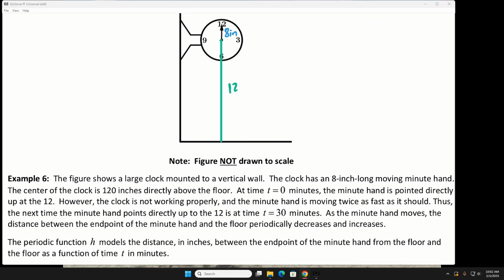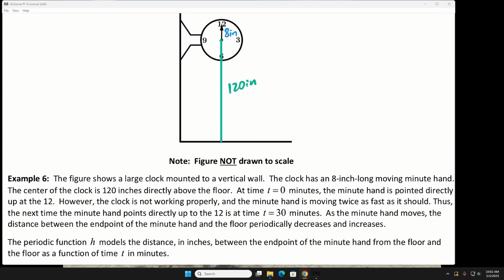Now, each one of these questions will give you all the information you need, but it's not always the same information. So you just have to draw. I always draw and label stuff until I can figure out what I need to know. All right, so at time t equals 0 minutes, the minute hand is pointed directly up at the 12. However, the clock is not working properly, and the minute hand is moving twice as fast as it should. Thus, the next time the minute hand points at the 12 is at the time t equals 30 minutes.